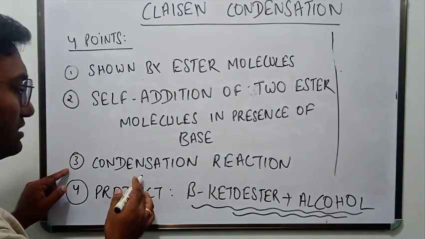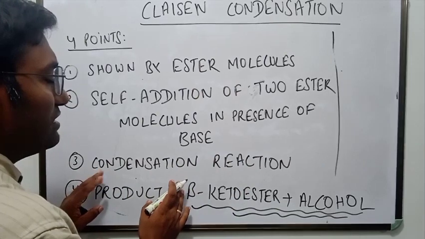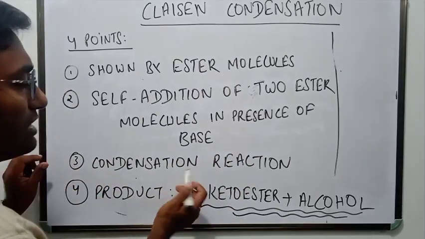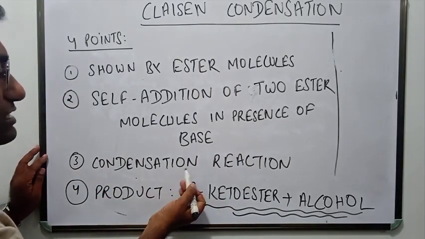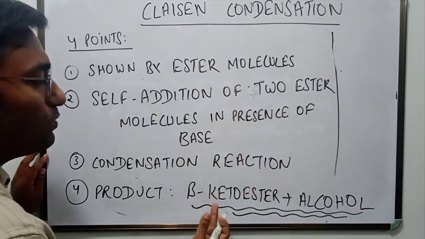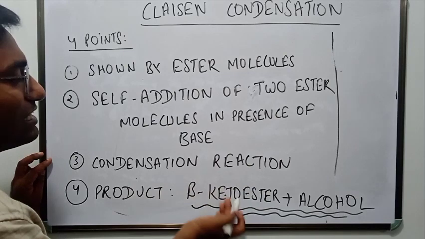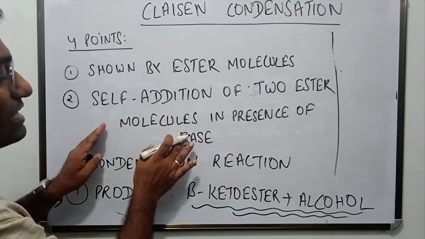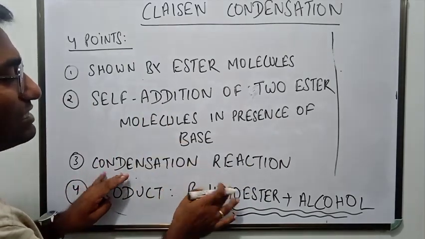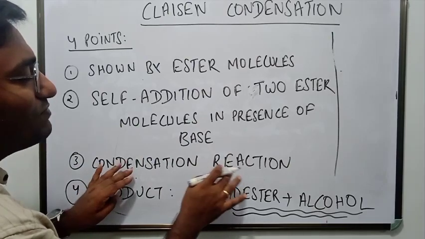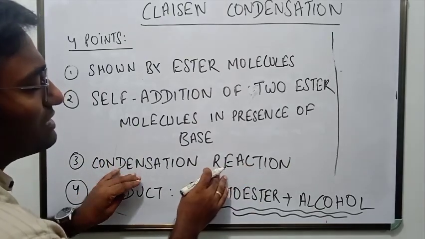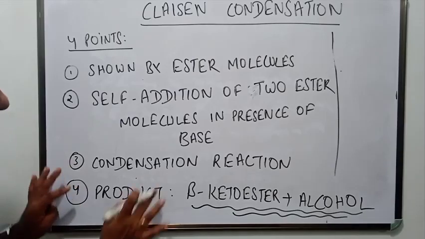The third point is that it is a condensation reaction. What is a condensation reaction? We know a condensation reaction is an addition reaction with the elimination of a small molecule. Mostly it is water which goes out. We have already said that it is a self-addition; we are again mentioning that it is addition with elimination of a simple molecule such as water. So the third point is a condensation reaction.